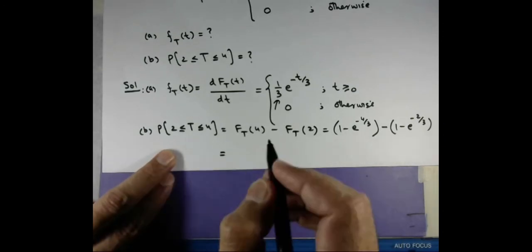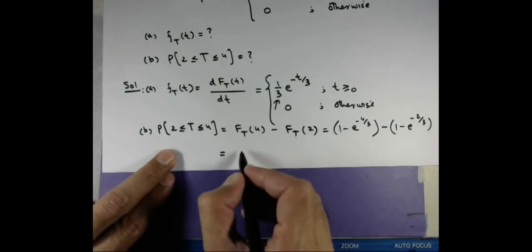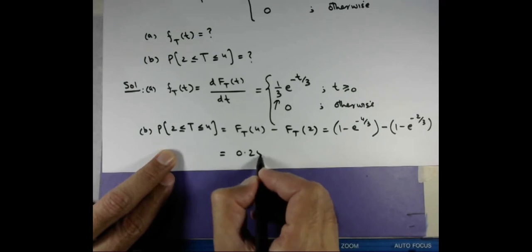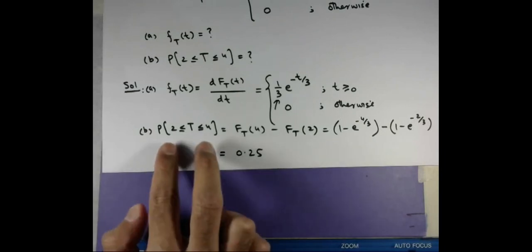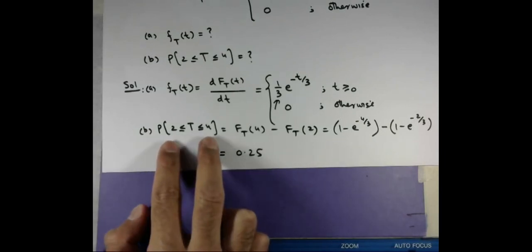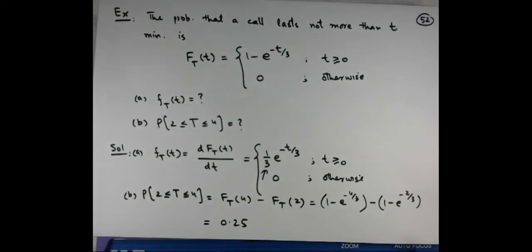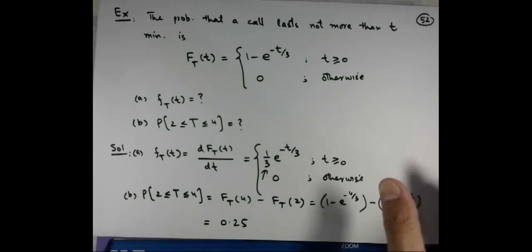So when you evaluate it, you will get 0.25 as the probability. So with probability 0.25, the call lasts between 2 to 4 minutes. We'll move on with the concept and see how we can find the expectation and variance of this call duration.